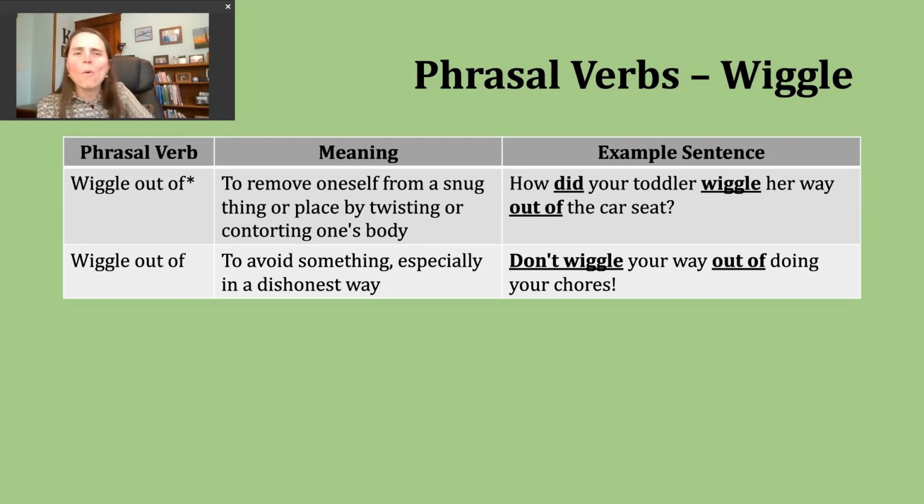Now, a second way to use wiggle out of is more of a metaphor, right? And it's to avoid something. And you're usually doing it in maybe a dishonest way, right? You're not just coming straight out and telling someone, listen, I don't want to do this. But you're looking for a way to get out of it. An example of this might be, don't wiggle your way out of doing your chores, right? So maybe a child is convincing his or her sibling, oh, don't you want to do this particular task? Or maybe tricking a younger sibling into doing the responsibility that is really theirs.